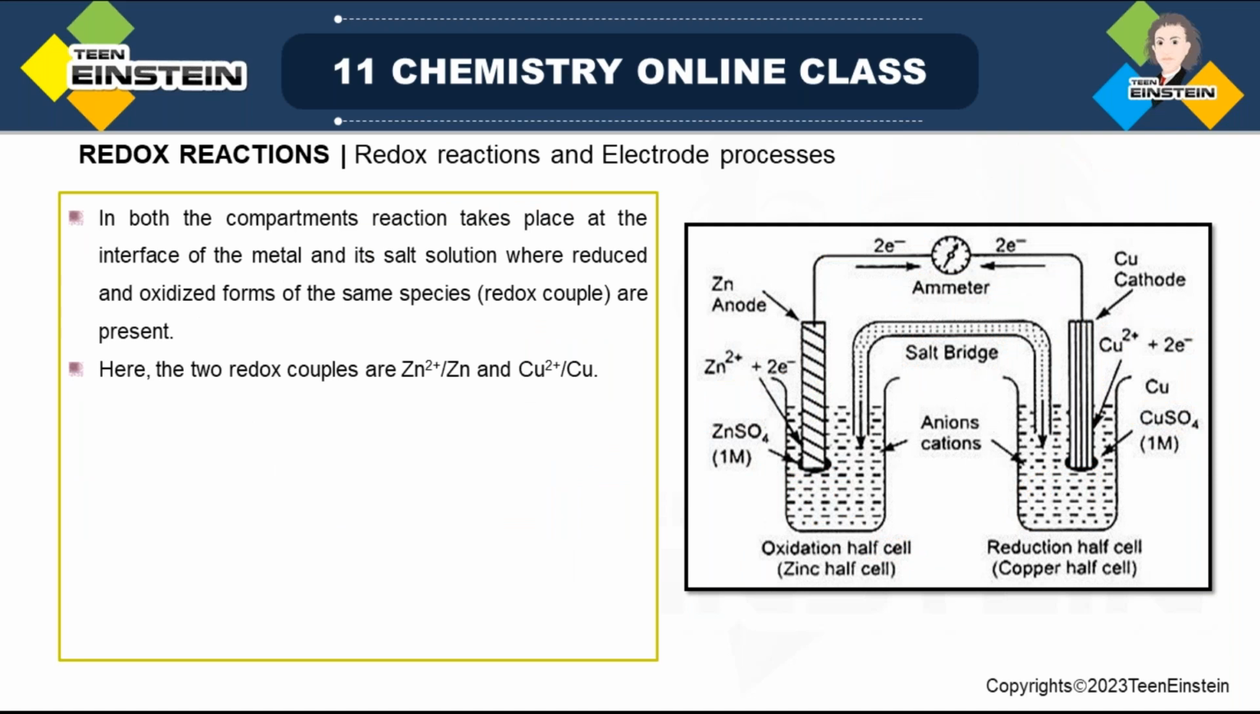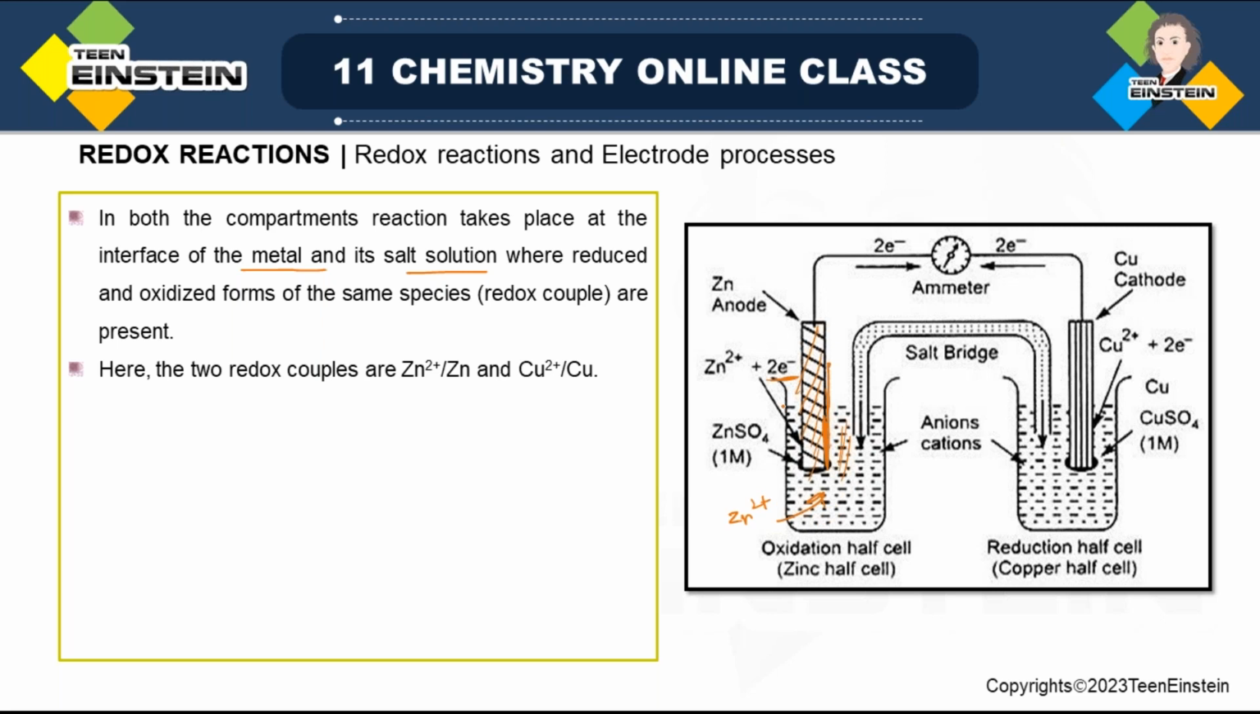Now in both the compartments, the reaction takes place at the interface of the metal and the solution. So this is the metal and this is the solution. This is the interface that is present between the metal and the solution. Where is the reaction actually occurring? So here, when electrons will be removed from Zn, gradually this strip will be reduced in size, and the amount of Zn2+ in this solution will increase.